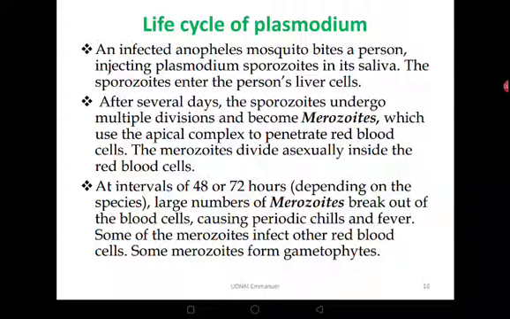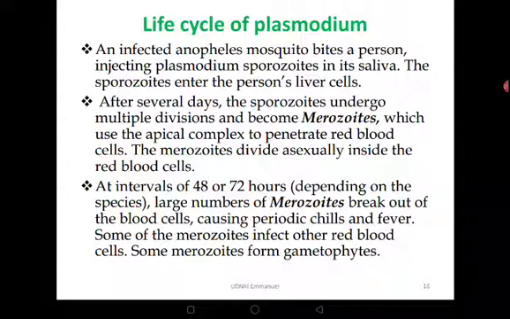As soon as these Plasmodium parasites enter your blood system, the first place they will enter is the liver. So they will be transported through the blood vessels into the liver. And those Plasmodium parasites injected in you are at the stage of sporozoites. After several days in the liver, the sporozoites undergo multiple divisions and become merozoites, which use the apical complex to penetrate the red blood cells.